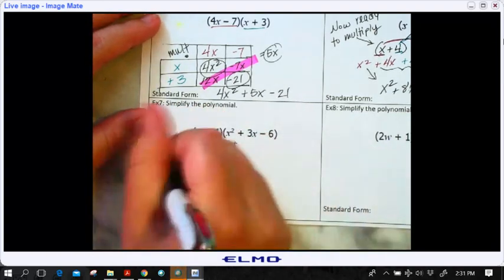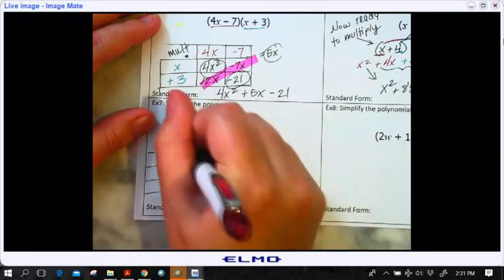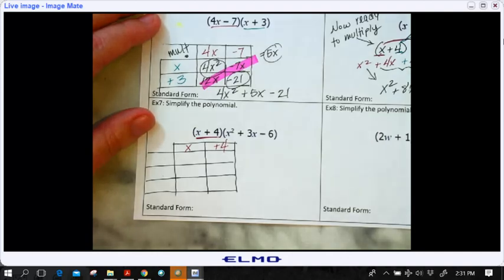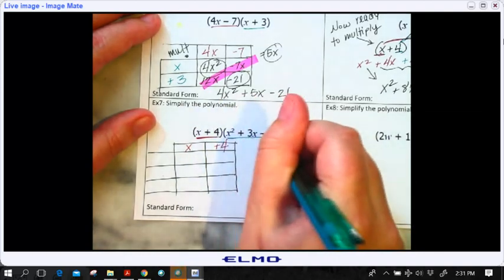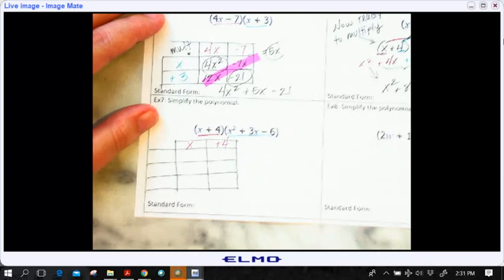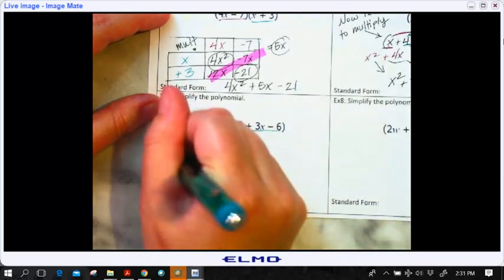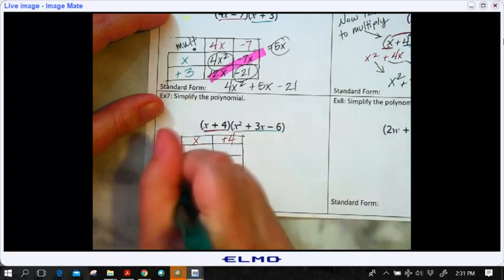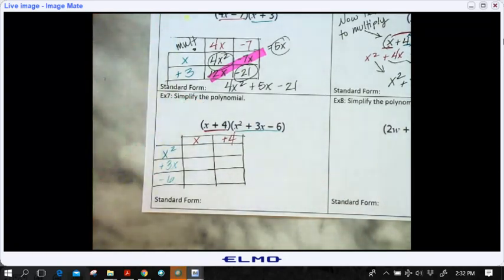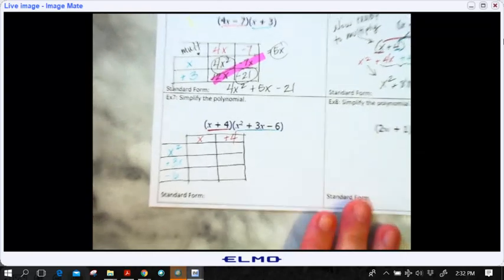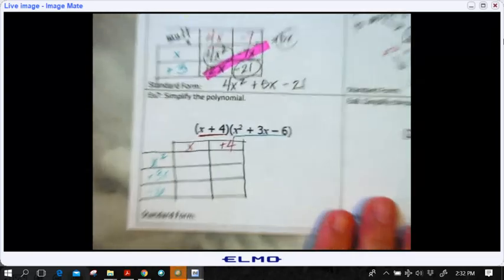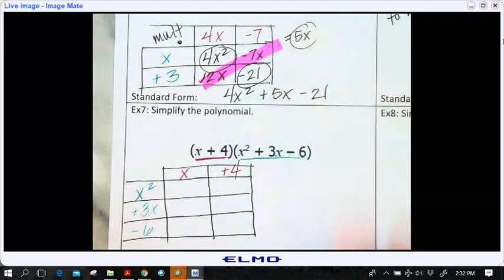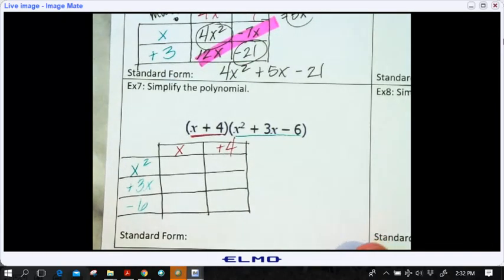So x plus 4, let's go ahead and put that on top. And then I will take this trinomial and put it down the side. So x squared plus 3x minus 6. And now I am going to do the exact same, whoops, I meant to zoom in. I'm going to do the exact same thing here as I did in this example up here. I'm just going to have more terms, okay?